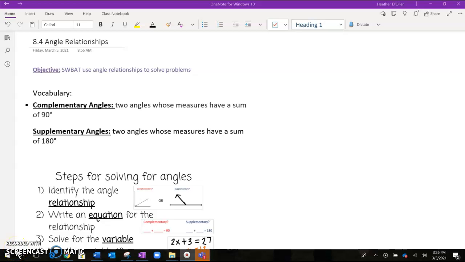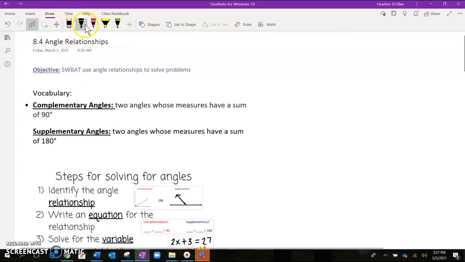Hi, friends. So we have learned about angle relationships and how to use those relationships in order to solve them. And this is the 7th grade standard. So 2 of the different types of angle relationships are complementary angles and supplementary angles. Okay, so complementary angles are when you have 2 angles whose measures have a sum of 90 degrees.